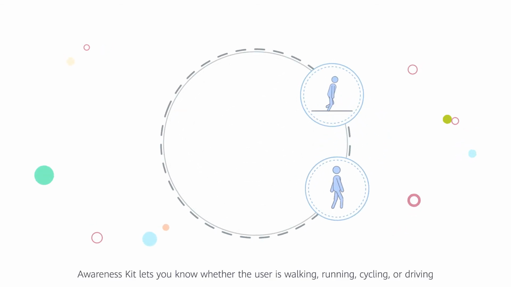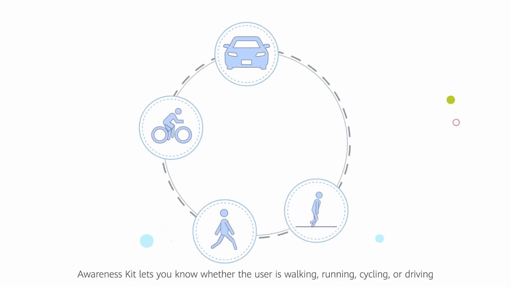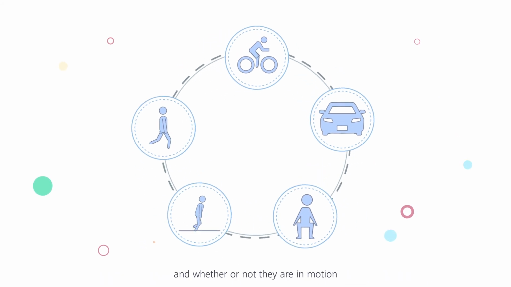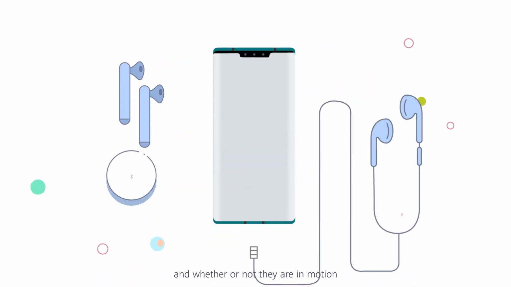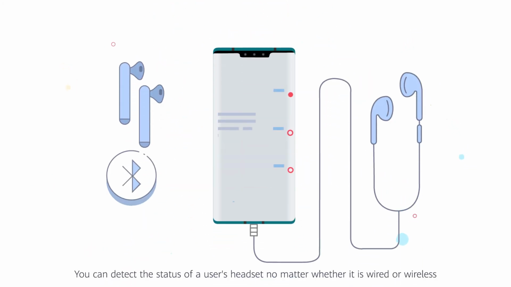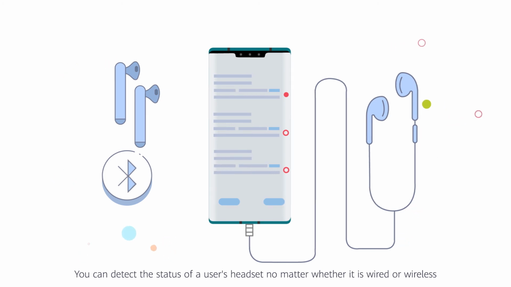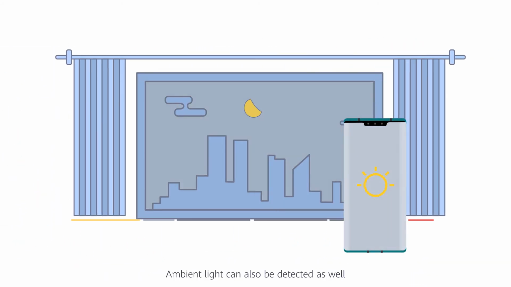You can detect a user's status and status changes. Awareness Kit lets you know whether the user is walking, running, cycling, or driving, and whether or not they are in motion. You can detect the status of a user's headset no matter whether it is wired or wireless. Ambient light can also be detected as well.